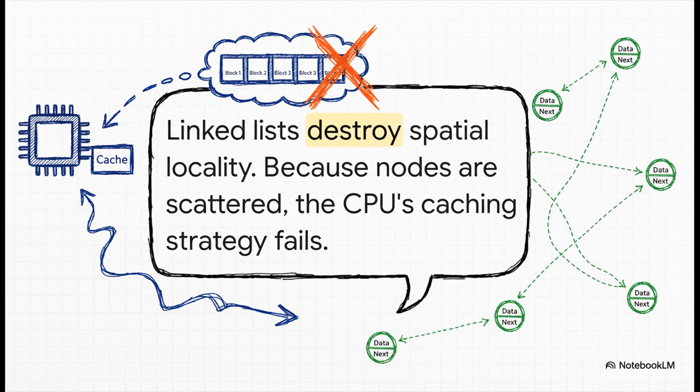And this is the core of the problem. Because the nodes in a linked list are scattered randomly all over memory, they completely shatter this assumption. When the CPU fetches one node, the next node isn't nearby, it's somewhere else entirely. The CPU's bet is wrong every single time. And all those powerful, clever caching mechanisms are basically useless.